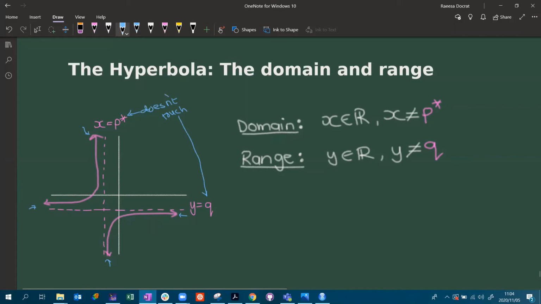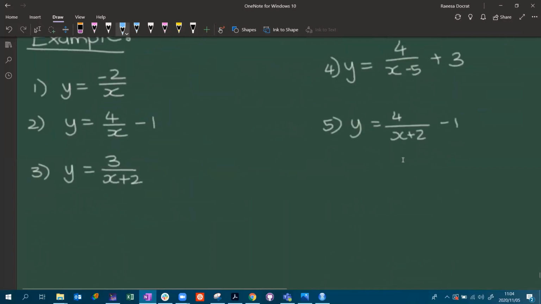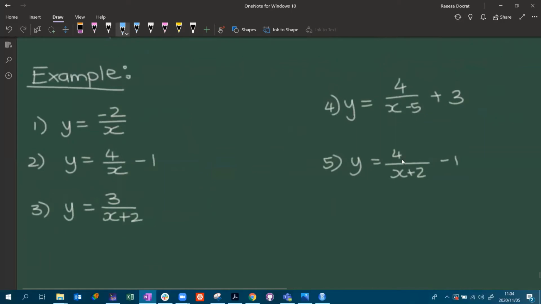If you wanted to, you could write this as x is an element from minus infinity to p not included, and then from p not included to infinity, but I find it more efficient to just write it like that. Either way, whichever one you feel more comfortable with, you can use. So that is the domain and range. It's quite simple. It does require you to know your asymptotes. So let's do some examples.